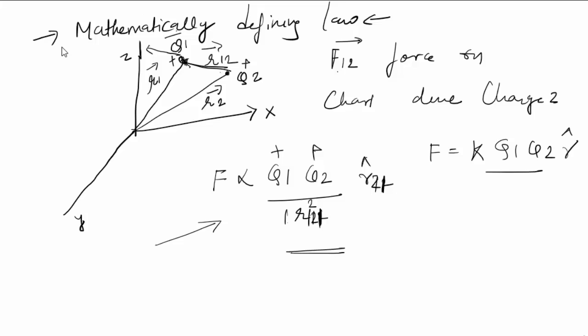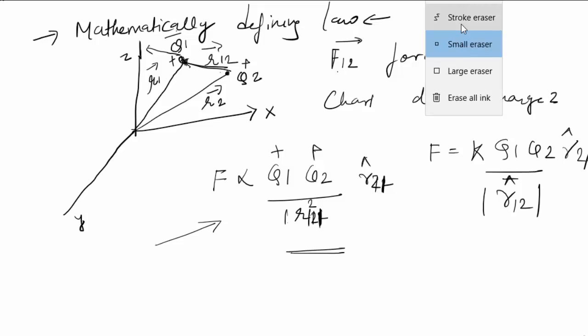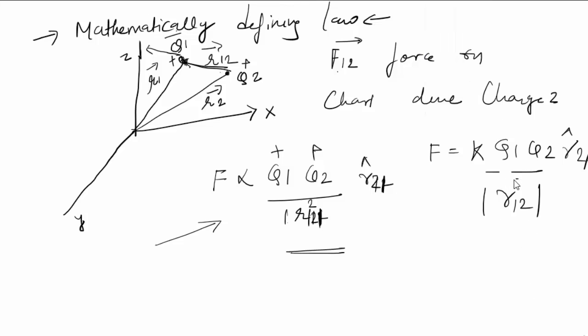the vector r21 in the specific case, and the magnitude of that vector. So this is how I am mathematically defining Coulomb's law.